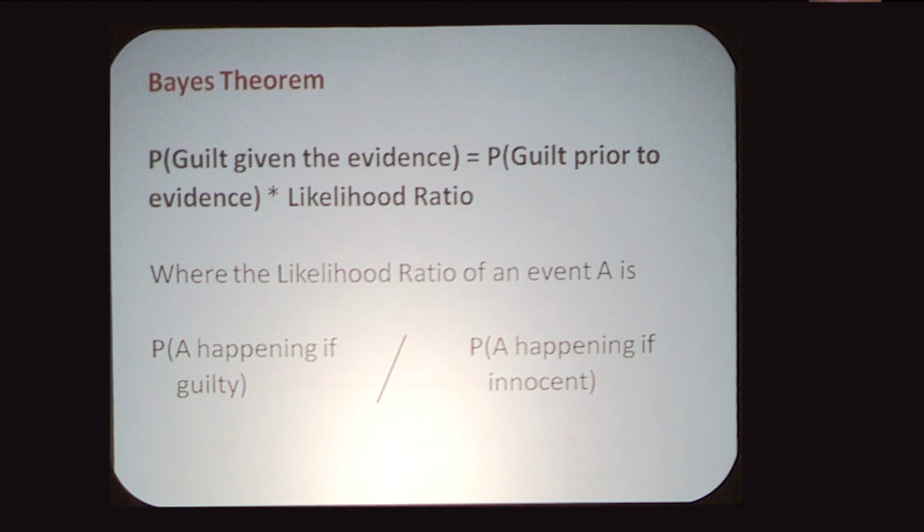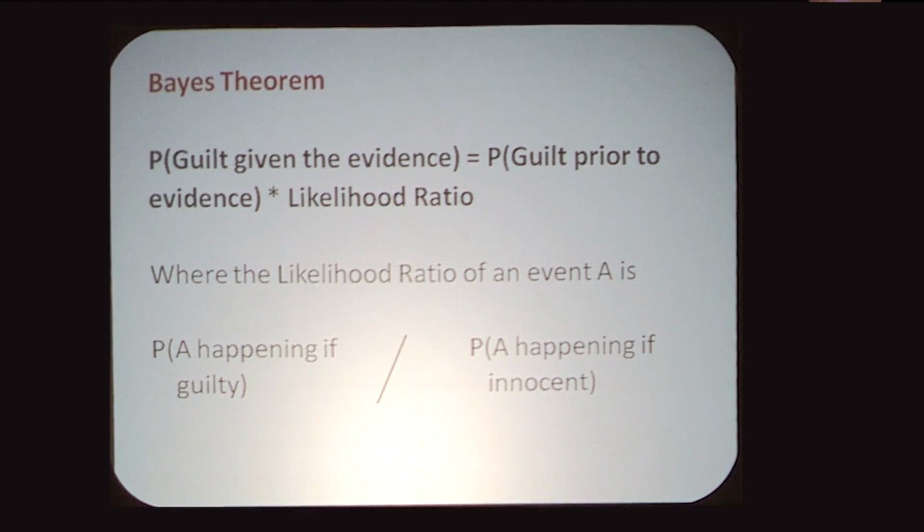But then you can maybe have it if you think, oh, he's a man, so okay, the guilt prior to evidence is 1 in 3 billion or whatever. And then times the likelihood ratio. And the likelihood ratio is where the evidence came in. So the probability of something happening if the person is actually guilty compared to the probability of something happening if the person is actually innocent. It will become clearer when I give the example.